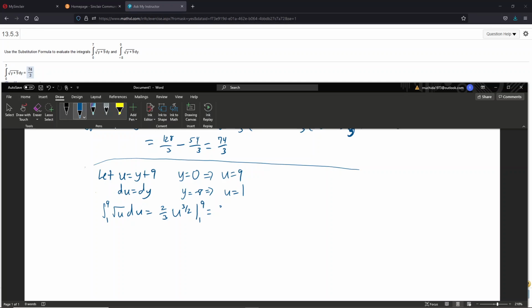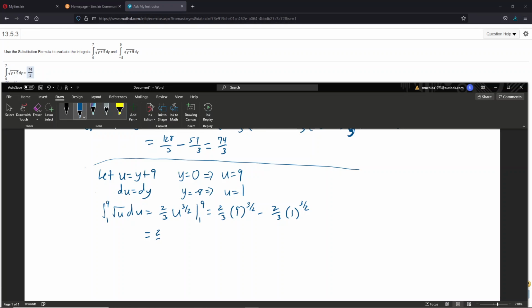Then plugging in these limits, that would be 2/3 times 9 to the 3/2, minus 2/3 times 1 to the 3/2. Now you would have gotten the same thing if you had done just what we did before, and plugged in -8 and 0 for y when you substitute y plus 9 back in for u. This is just another way you can think about doing it.